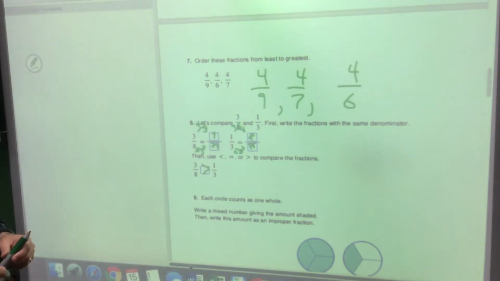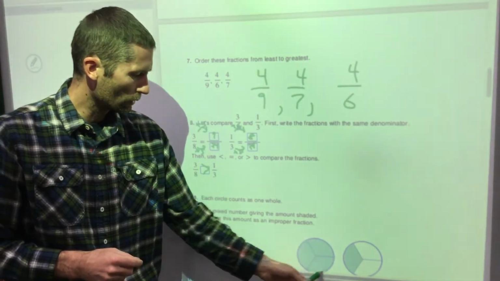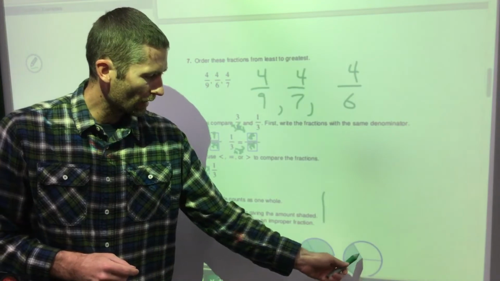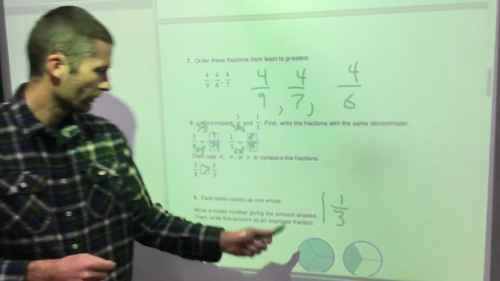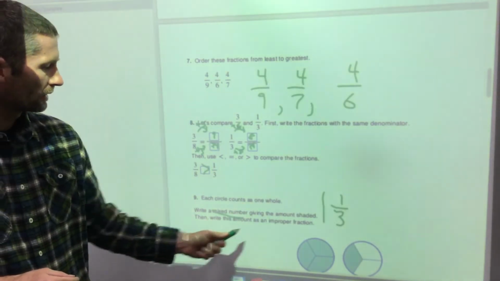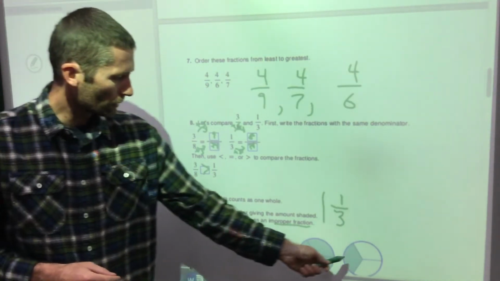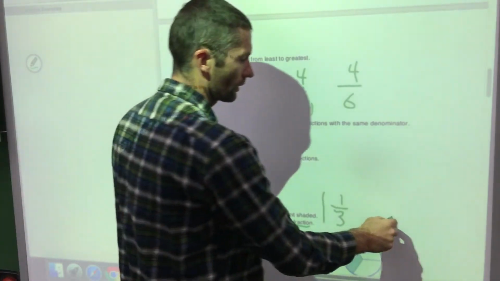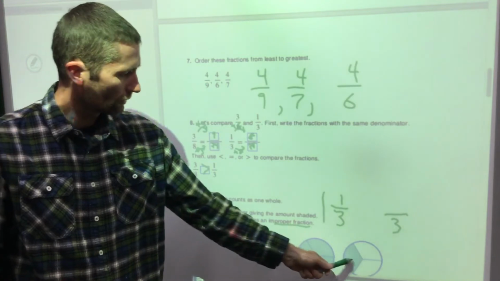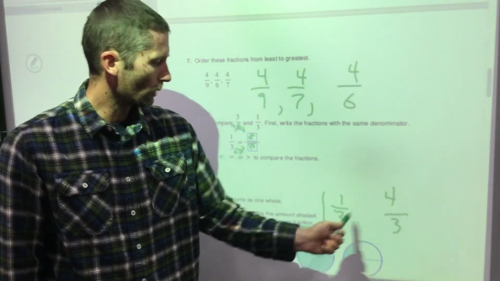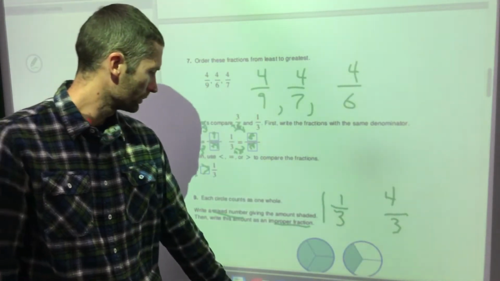Okay, next. Each circle counts as one whole. Write a mixed number given the amount shaded, then write it as an improper fraction. Okay, so I have one whole here, and then I have 1 out of 3 here. So it's 1 and 1/3. There it is as a mixed number. Now as an improper fraction. Well, they're broken up into thirds, so thirds is my denominator, and then I can count how many there are. There's 1, 2, 3, 4 thirds. So 1 and 1/3 is 4/3.